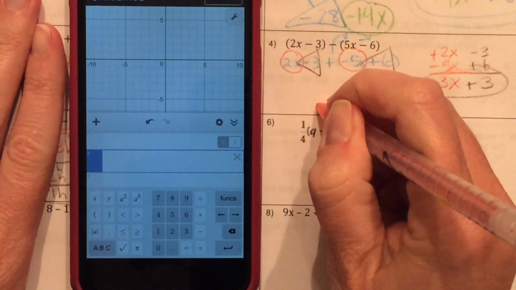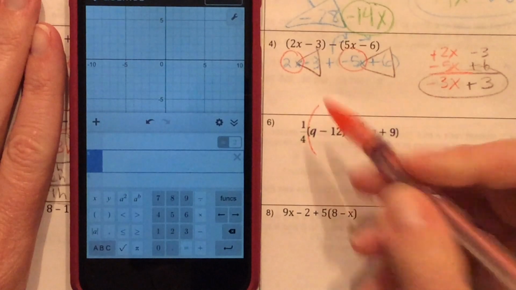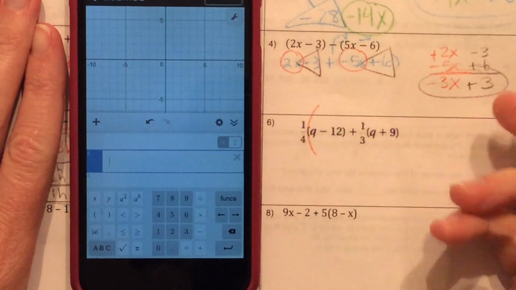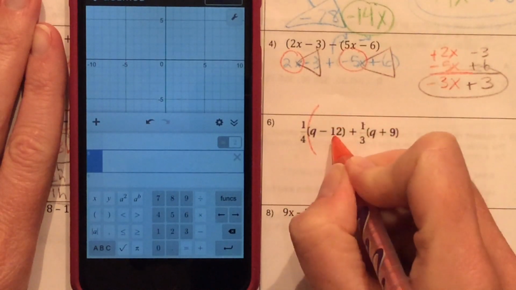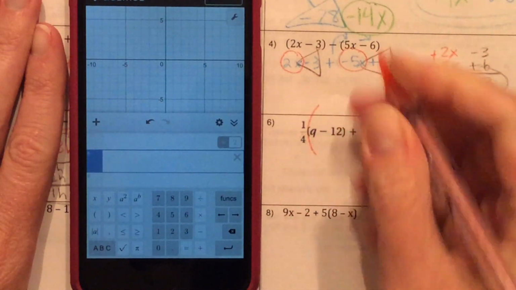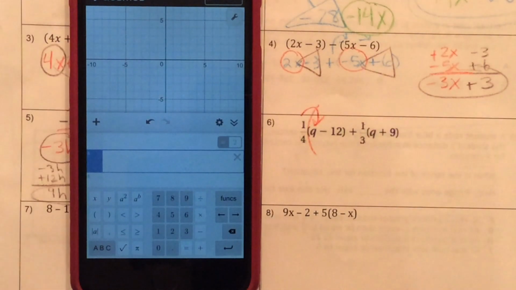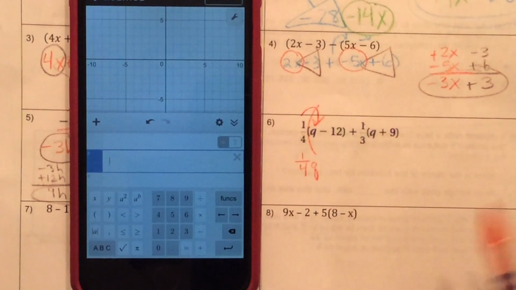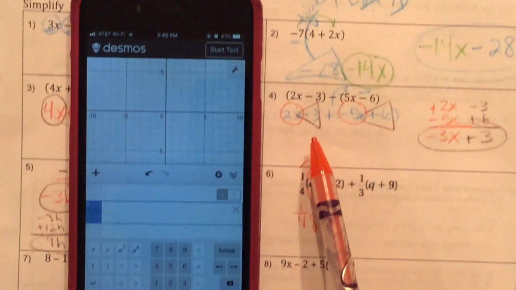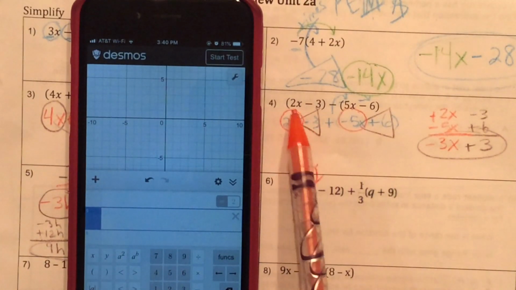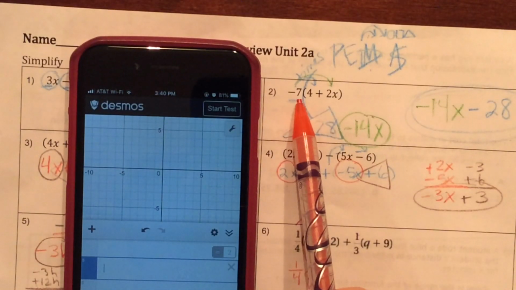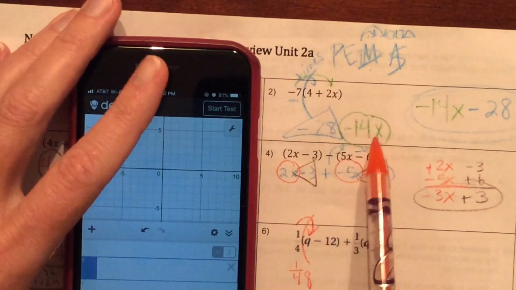All right, so we know that we're going to do our distribution because we have a number right next to the parentheses, and that means multiply. So we're going to multiply, and there's two pieces inside our parentheses, so we have a binomial. So we have 1/4 times q is 1/4 q, just like right above it when we did 2 times x. The -7 times the 2x, we get our answer.